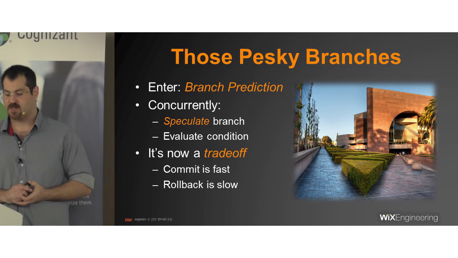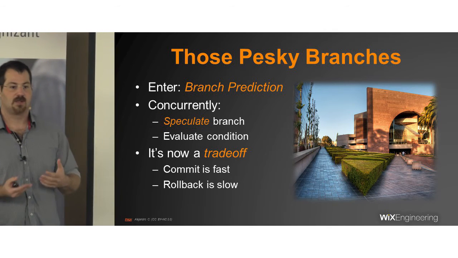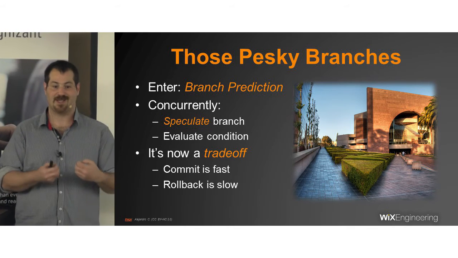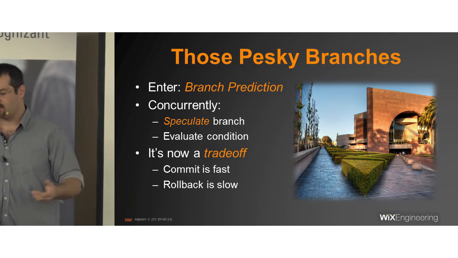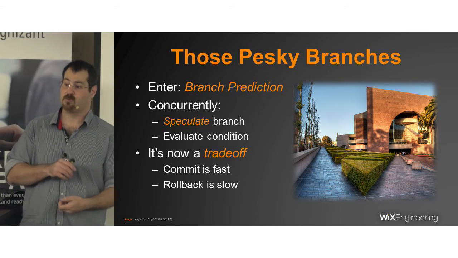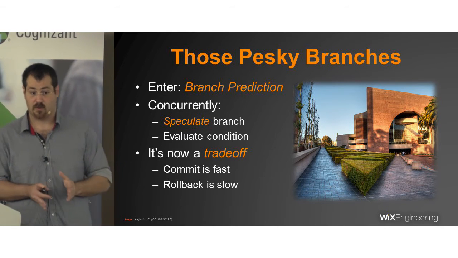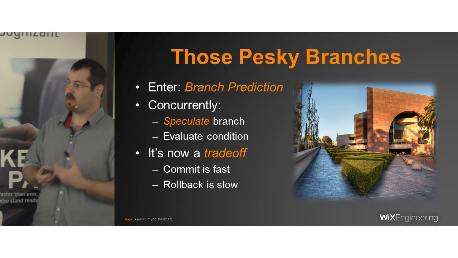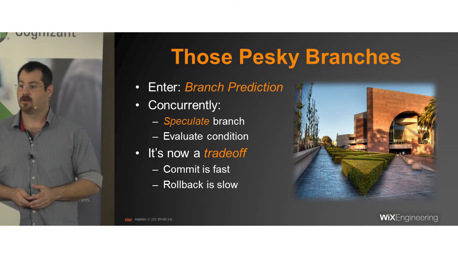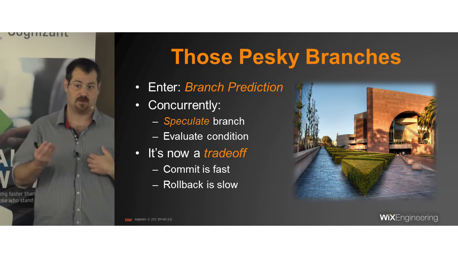What branch prediction does is it does two things concurrently. It speculates on which side of the branch execution will proceed, right? It takes a guess whether it should go left or right. Concurrently, it actually evaluates the condition because, like we said, the CPU might be able to do various things in parallel. So it can do both of these things at once. Now, you can think of it as a database transaction. It's basically optimistic locking, right? You try something out, and if it fails, you roll back. And if it succeeds, you've committed.